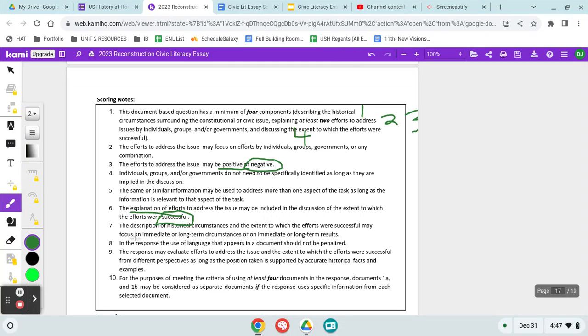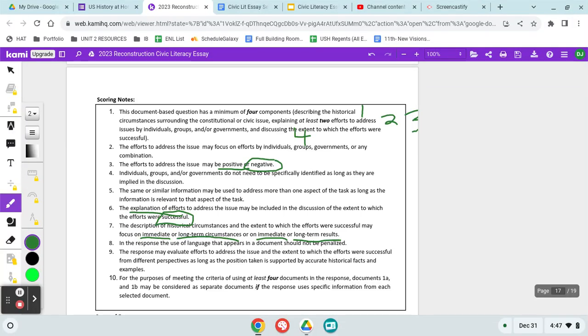Another big thing here that I always will remind you of multiple times in this video is you can look at immediate or long-term historical circumstances. You can also look for your evaluation at immediate or long-term results. So this really opens up the opportunity for you to apply a unit like Reconstruction to what you know about civil rights today in America, or what you know about the civil rights movement in the 1960s and 70s in America. This really, with the circumstances, allows you to go back and look at analyzing what is the long-term impact of slavery and abolitionism on both the Civil War and Reconstruction.